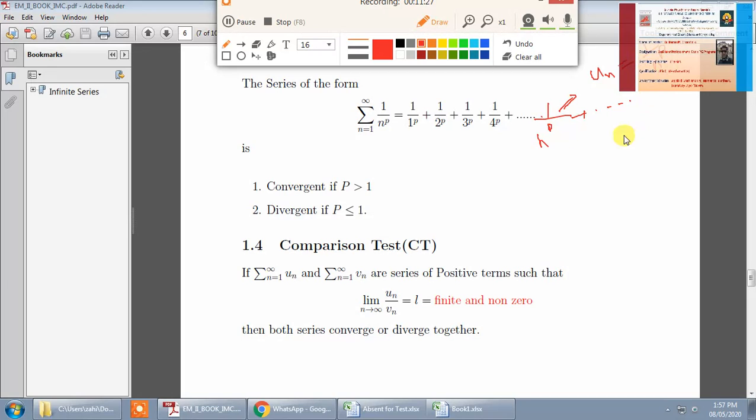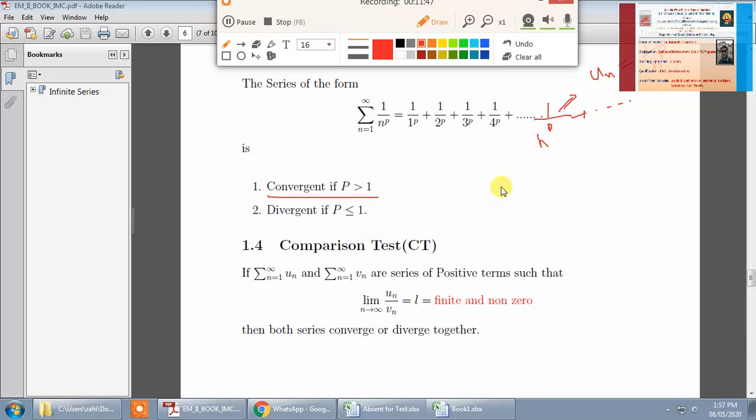So this series is convergent if the value of p is strictly greater than 1. It should not be 1, it should be strictly greater than 1. And if the value of p is less than 1, then that series is divergent.